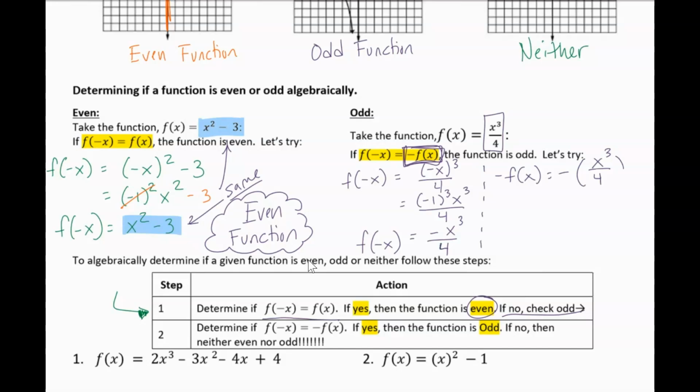Now, lucky for us, this example problem only has one term. So really, when I'm making the entire thing negative, I'm just making this one term negative. I'm distributing the negative just one time. So it becomes negative x cubed over 4.